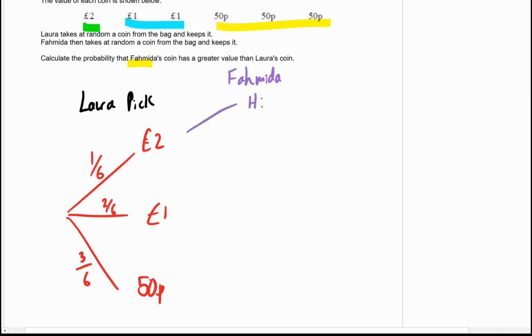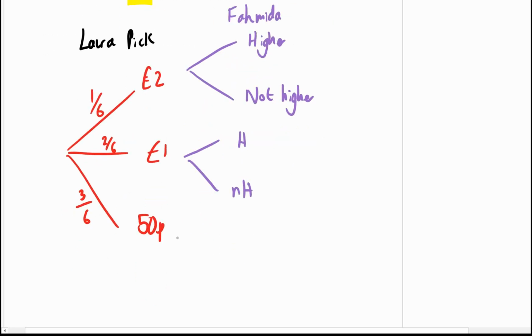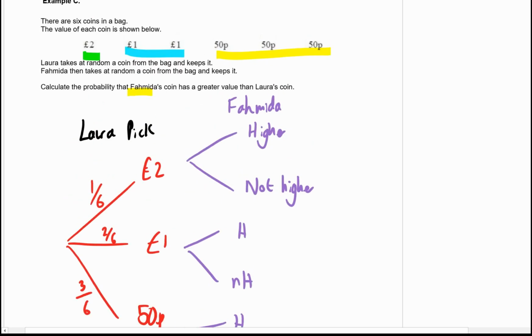So I'm going to work out what are the odds of getting a higher coin or a not higher coin, because again, it can be the same value, so I can't write lower. So higher or not higher, and higher or not higher. So this really simplifies things down.